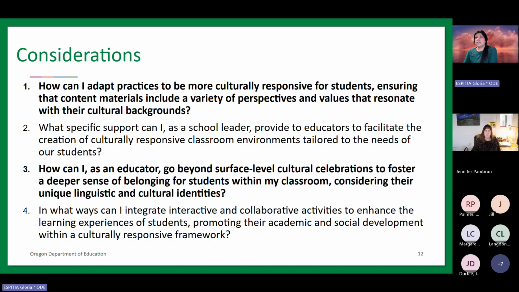I'll pause and see if this stirs anything up for you. If not, I can share a funny little story. It's funny now, because I'm an adult, but really leaning into that third question, going beyond surface level cultural celebrations.